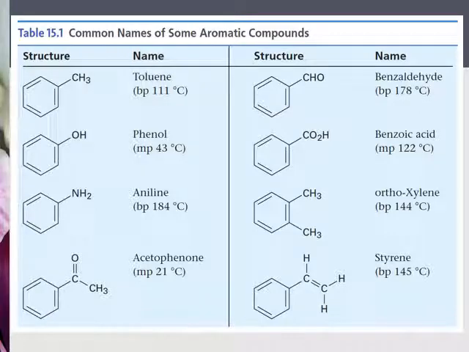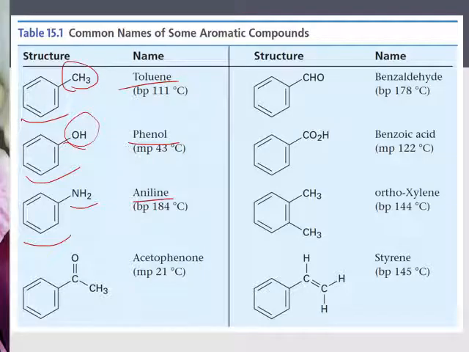A methyl group attached to a benzene ring is toluene. A hydroxy group attached to a benzene ring is phenol. An amine attached to a benzene ring is aniline. A methyl ketone attached to a benzene ring is acetophenone.